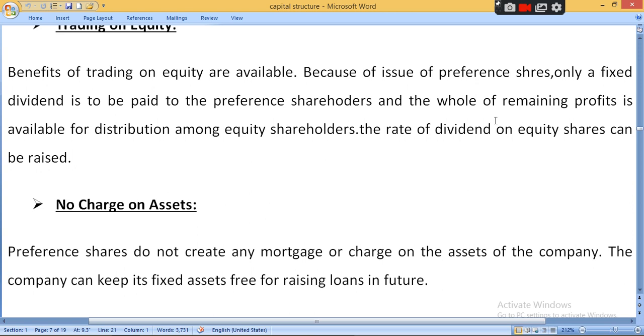Charge on asset means mortgage. Clear? Generally a mortgage is required for borrowed amount, debenture. Clear? Company has to provide security, mortgage, charge on asset. But here, preference share does not create any mortgage or security. The company does not need to give any kind of security or mortgage. So the company's asset remains free, which can be used in future. Clear? So the company can keep its fixed asset free for raising loan in future.